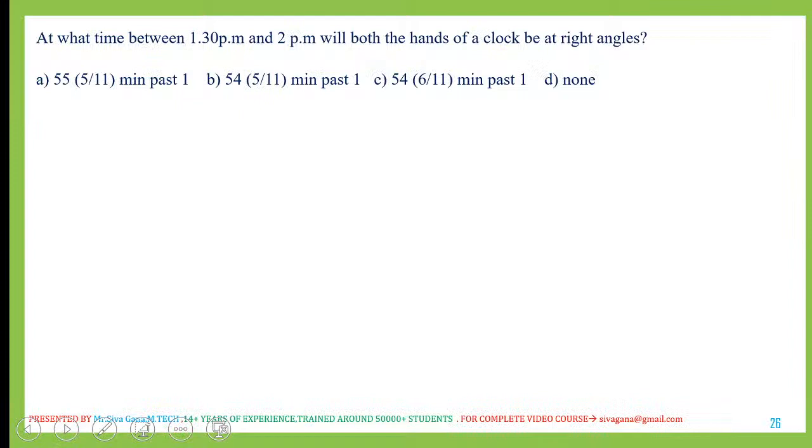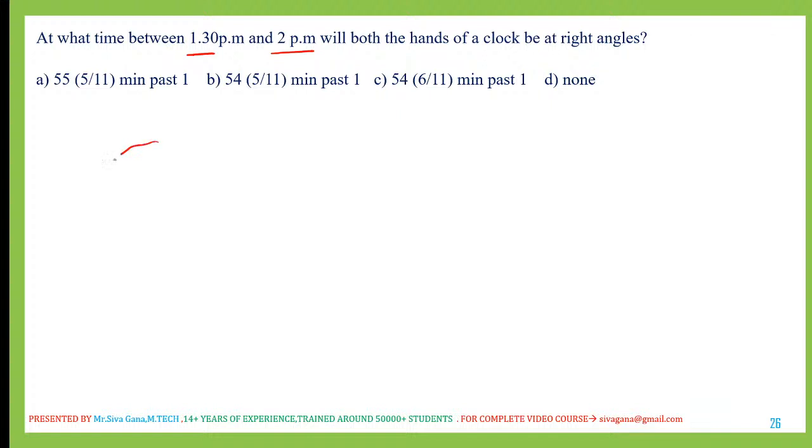So this is the first question. At what time between 1:30 p.m. and 2 p.m. will both hands of a clock be at right angle? Between 1:30 p.m. and 2 p.m., at what time will the angle between the minute hand and the hour hand be a right angle?